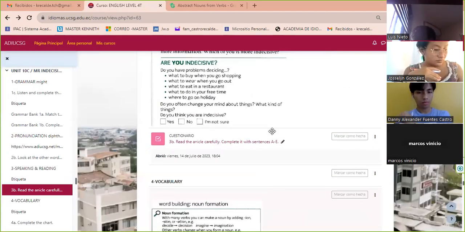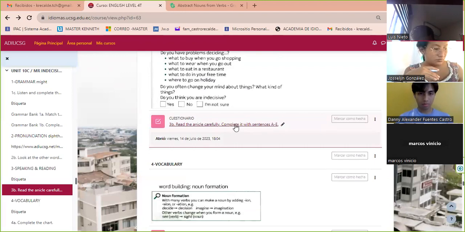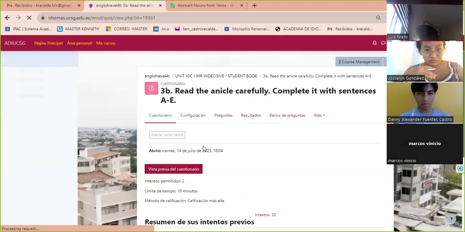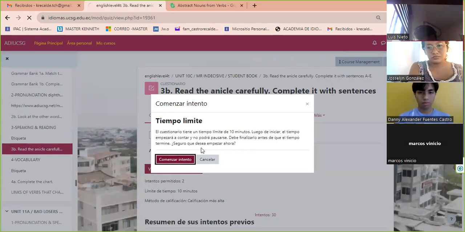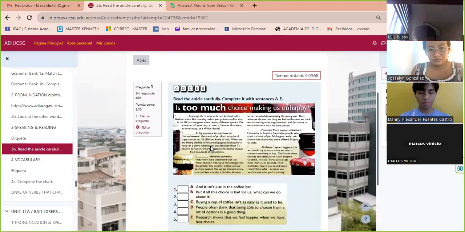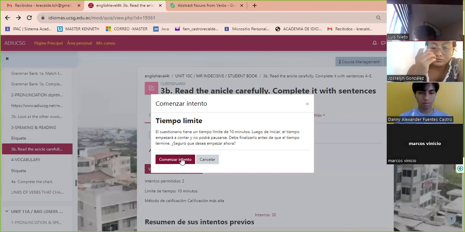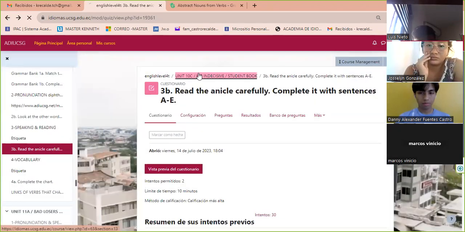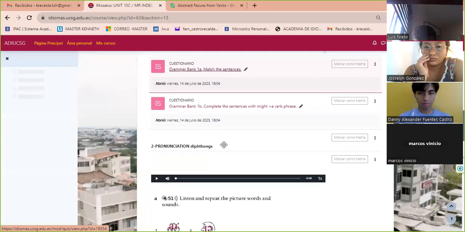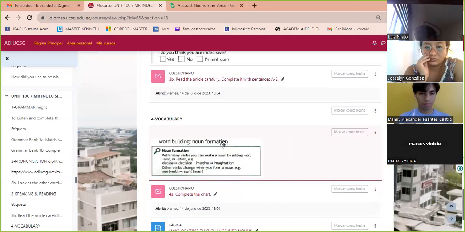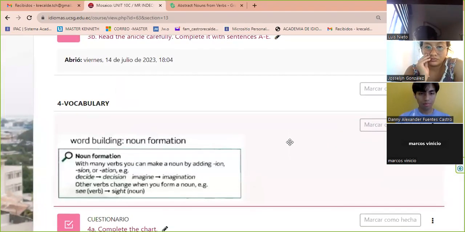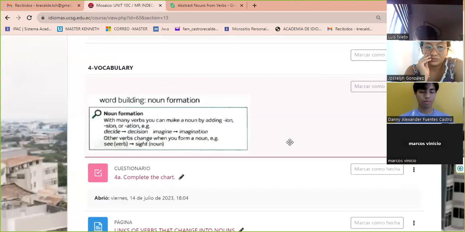Okay, here we are. My dear Carlita, did we finish exercise 3? Read the article carefully. Did we do this? Yes, we finished this one. I remember, yes. We started with vocabulary. Yes, perfect, sweetie. Okay, so we have word building, noun formation.